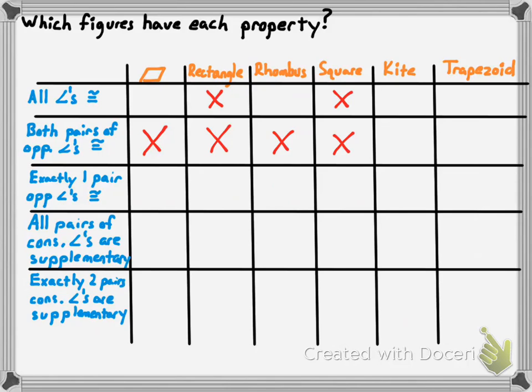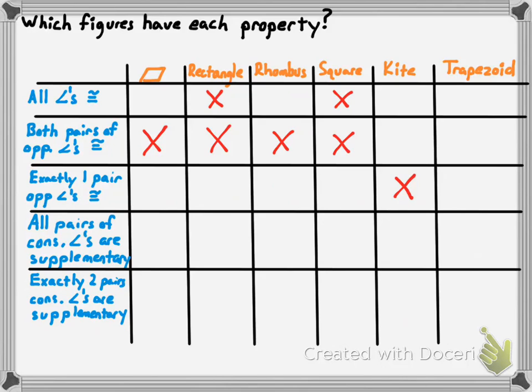All right, in which of these figures do you have exactly one pair of opposite angles congruent? Not both pairs, but exactly one pair. Well, it turns out that's in a kite. Remember, a kite has one line of symmetry, and so the opposite angles that are on either side of that line of symmetry are congruent, but the angles that are opposite on the line of symmetry are not congruent to one another. You can look back at pictures of kites and kind of see that. In a trapezoid, the opposite angles are never congruent to one another.